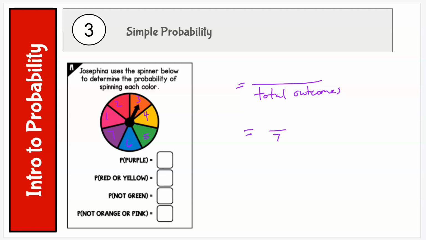All right, now purple only. Well, if there's only one purple, then we have a 1 over 7. Red or yellow. I believe the 2 box is supposed to be a shade of red, so there are 2 possible outcomes out of 7. Now here's a complement, not green. All of the others except 5 could be spun to get a not green one. But if we want not orange or pink, then we have 2 of them that it couldn't be, and we would have 5 left over. So our probabilities here are 1/7, 2/7, 6/7, and 5/7.